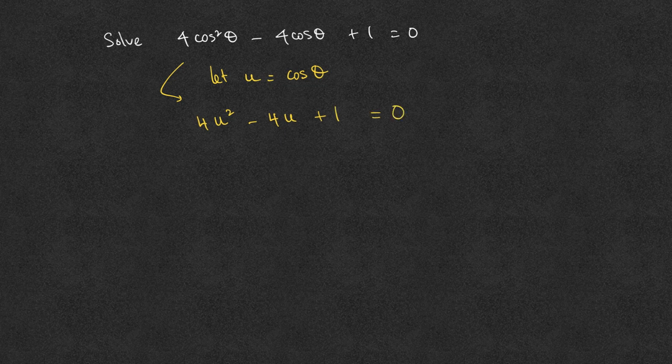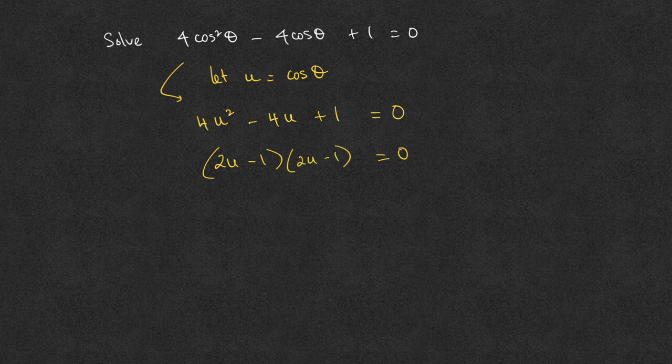We then attempt to solve this quadratic equation to get u. Once we get u, we would need to let cosine of theta equal u and solve this equation as well. First, we try to factor this. 4u squared minus 4u plus 1 can be factored as 2u minus 1 times 2u minus 1.